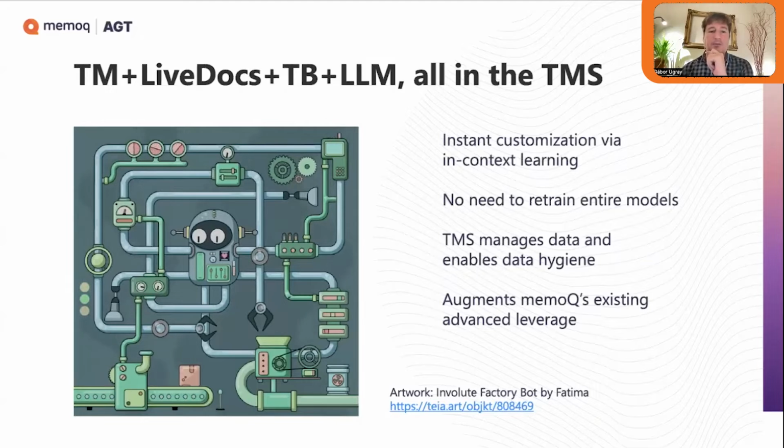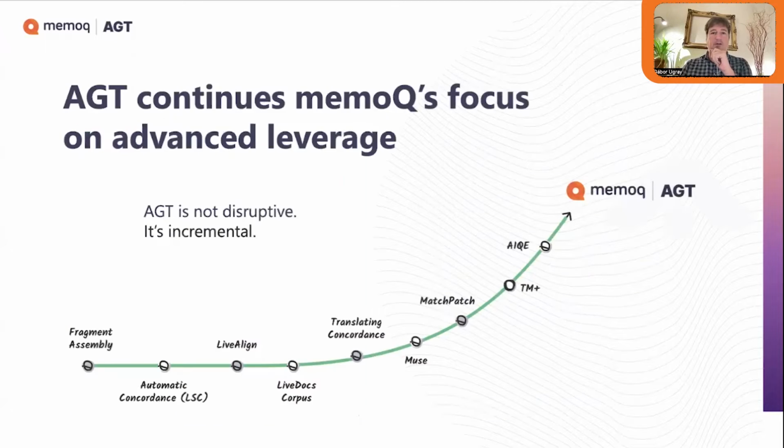And the really cool thing is that this is a match made in heaven for memoQ, which is a TMS or a CAT tool that already has a lot of advanced leverage features. And that is what I want to show on the next slide. So from memoQ's perspective, AGT is not really disruptive. It's yet another incremental change on top of the long history of advanced leverage functionality that memoQ has.